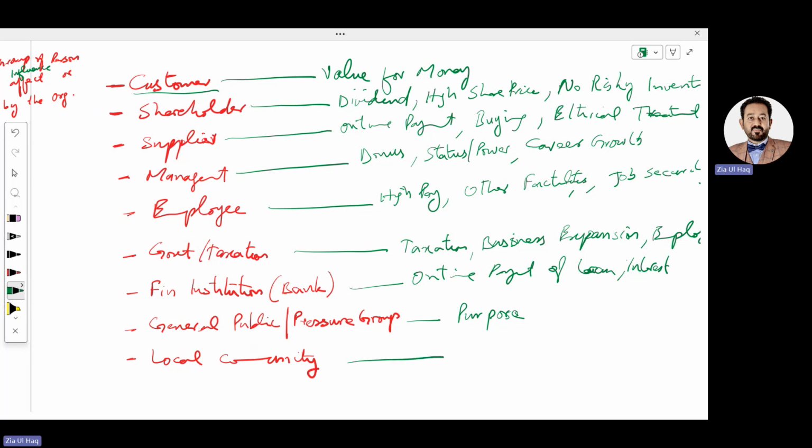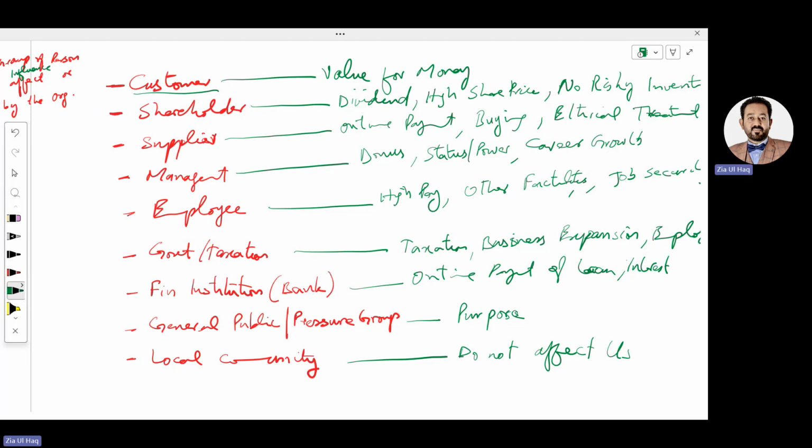What does the local community want from the business? Do not affect us. If your business is in a residential area and due to production you are producing high pollution, go away from this area to an area where there are no residents. Go and produce there. Because if you are producing high pollution, you are affecting our health, our life. So please do not affect us. We are not affecting you. Please do not affect us.